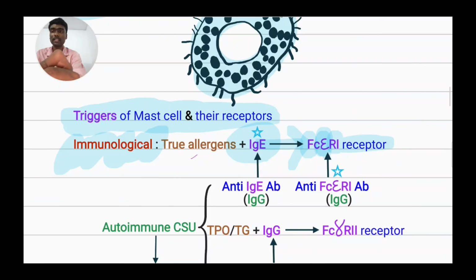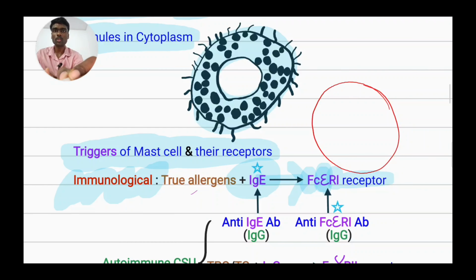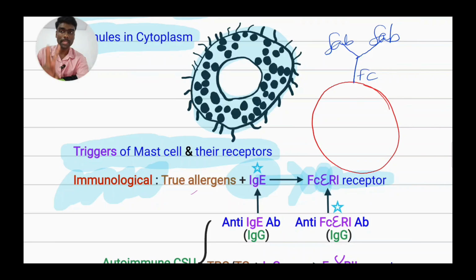Mast cells contain so many Fc epsilon R1 receptors, which have high affinity towards the Fc end of the IgE antibody. We all know that each antibody will have only one Fc end and two Fab ends, where the antigen comes and binds. These are Fc epsilon R1 receptors on mast cells.